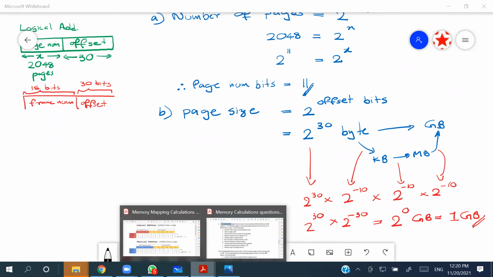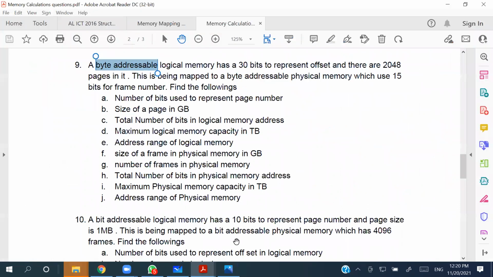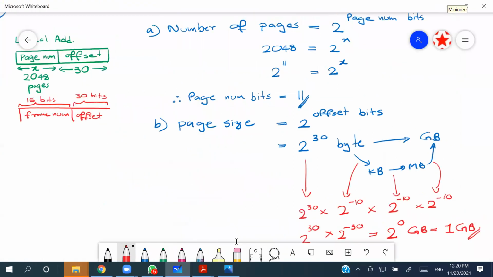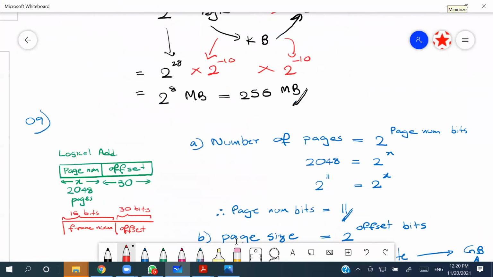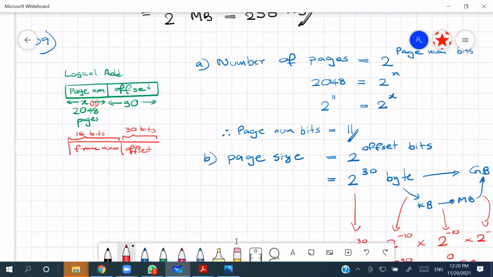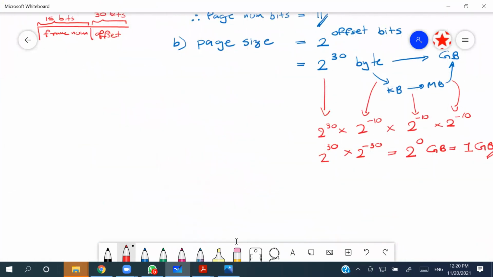Right? So in part C, total number of bits in logical memory address. Now we know, right? We found that x equals 11. So this is 11. That means the total bits are going to be 41, right? Therefore, part C, total bits are going to be 11 plus 30, which means 41.